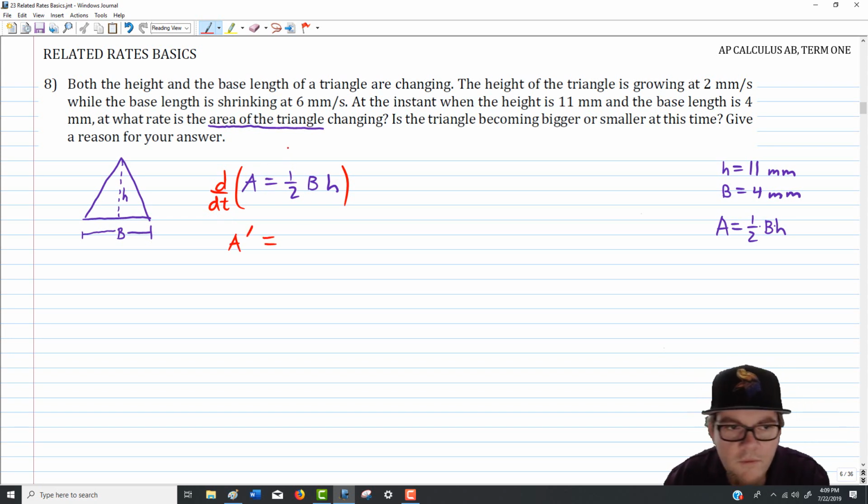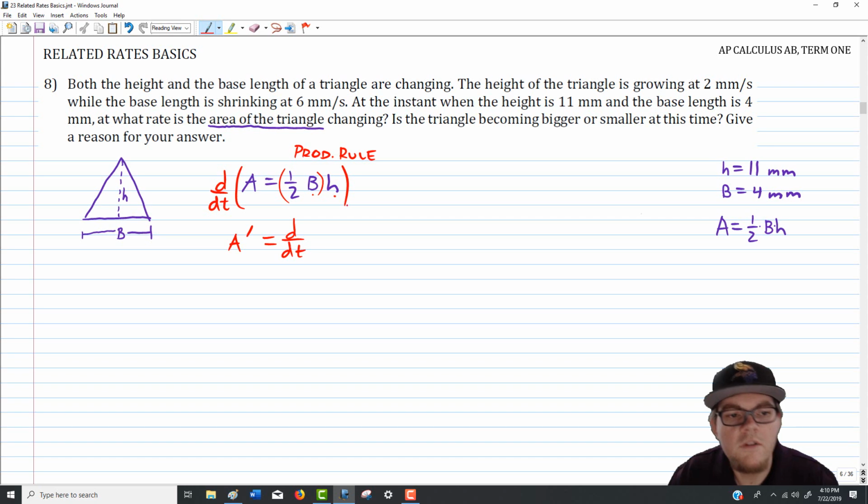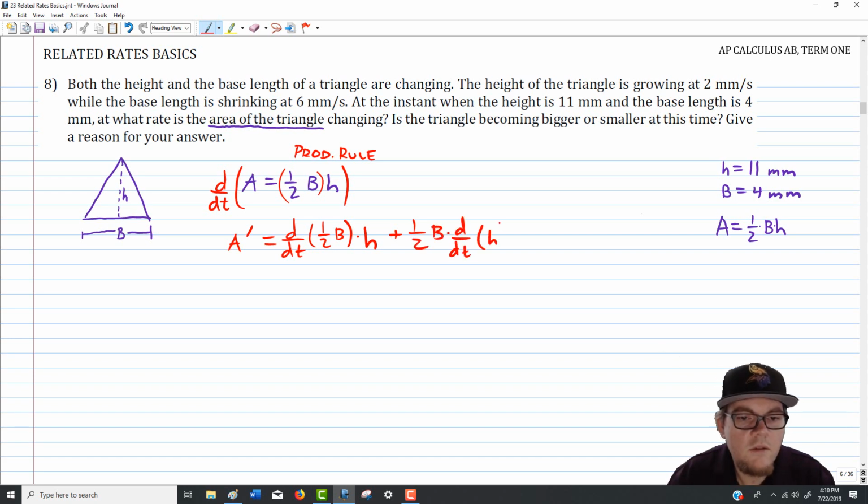On the right side, though, we've got to be careful here. This is 1/2 b times h, which means it's really a product. So for simplicity, I'm going to write this as 1/2 b times h, because that way I can write out using the product rule. Let me point out again we need the product rule because we have two different functions being multiplied and we're trying to take their derivative. So in this case, we're going to have d/dt of 1/2 b times h plus 1/2 b times d/dt of h. So there is our derivative, ready to go.